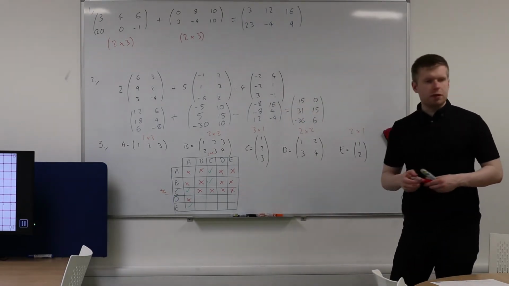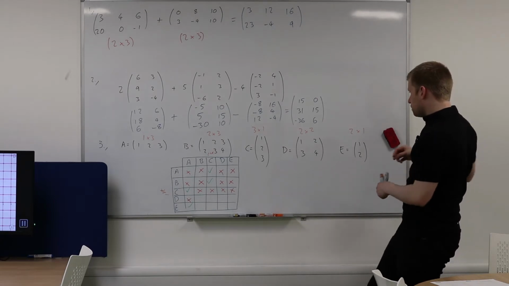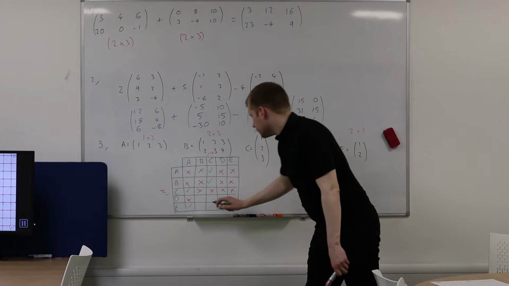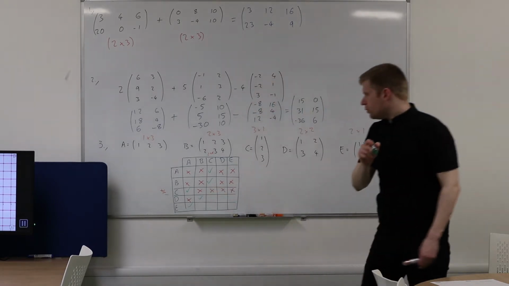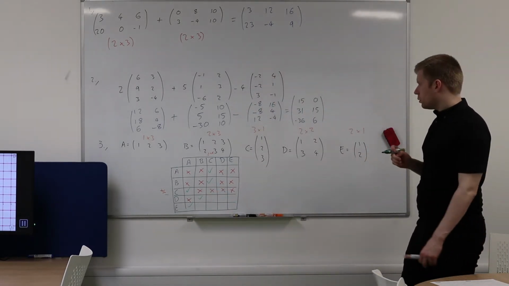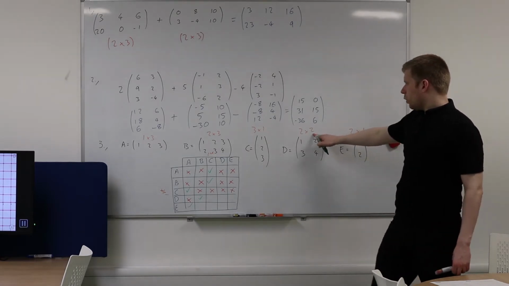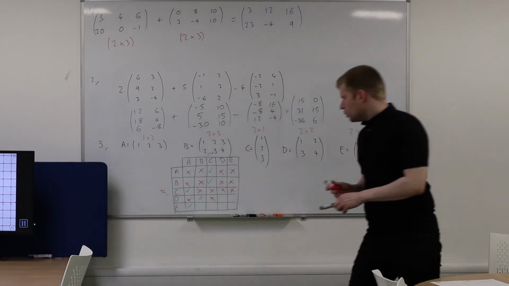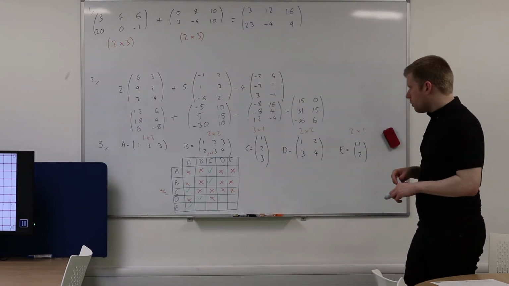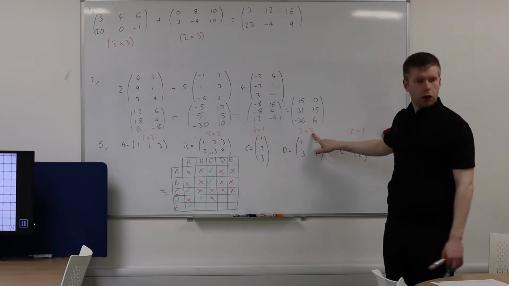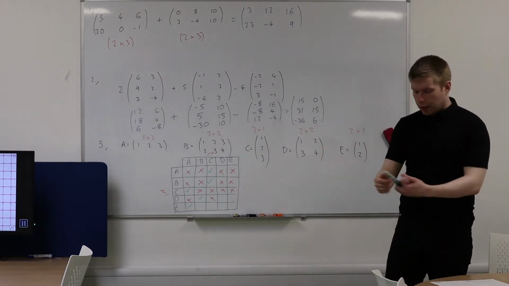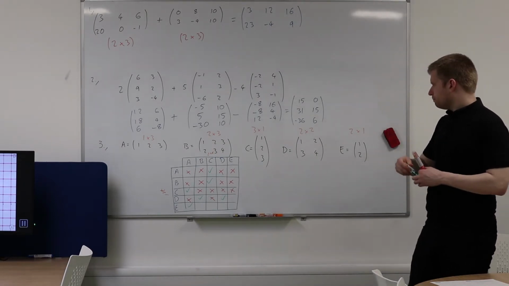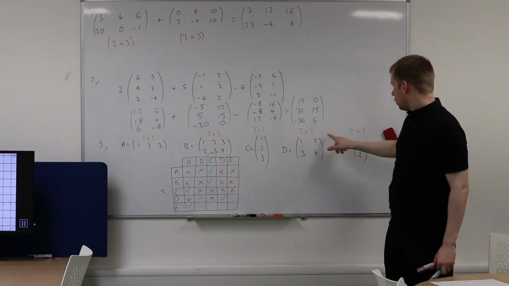Can we do D times B? Yeah, because the number of columns matches up with the number of rows. That's possible, D times B. Can we do D times C? No, because the number of columns does not match up with the number of rows, so D times C is not possible. Can we do D times itself, D times D? Yeah, absolutely, because the number of columns does match up with the number of rows in that case. Can we do D times E? Yeah, because columns matches up with rows.